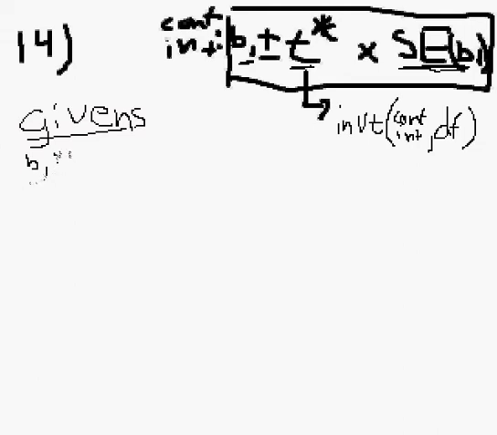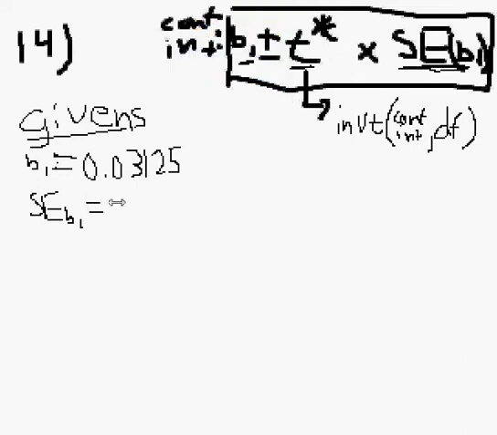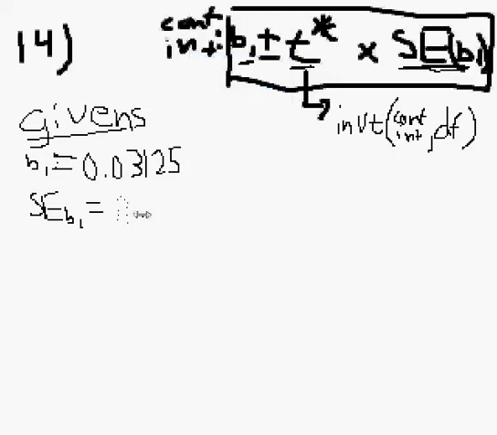So the B1 is going to be equal to 0.03125. Next is the standard error of B1, which equals, I really don't like this pencil, it's getting annoying. Let's see if it's better. Nah, I like the brush more. Alright, let's undo that. Just for the looks.